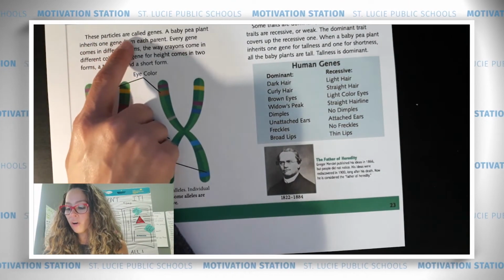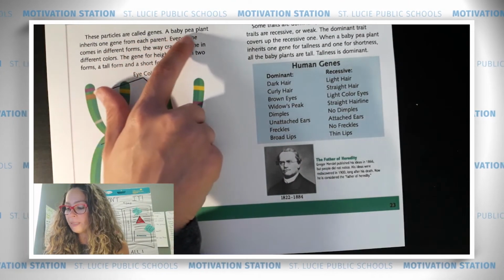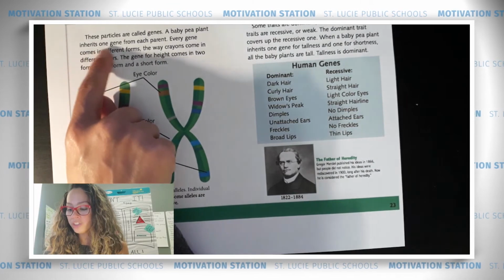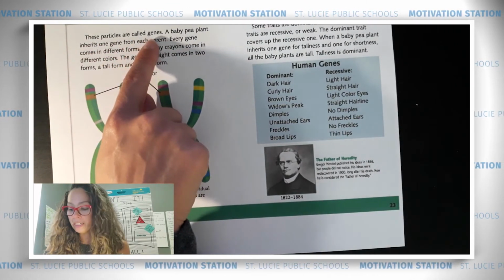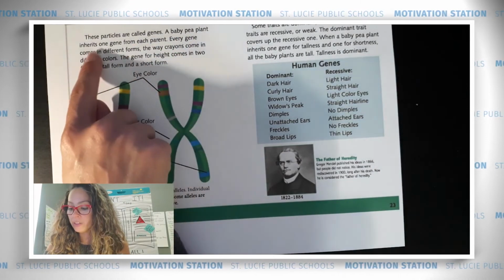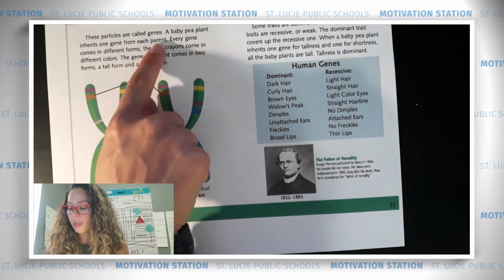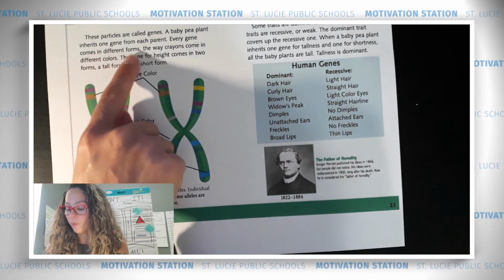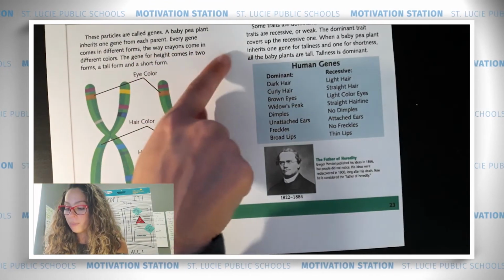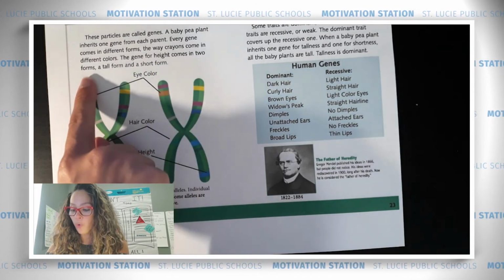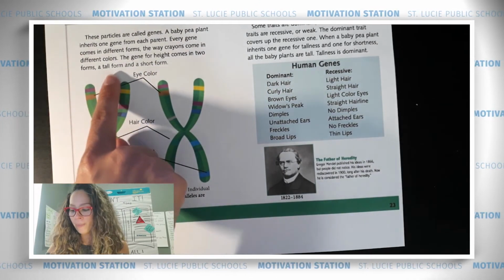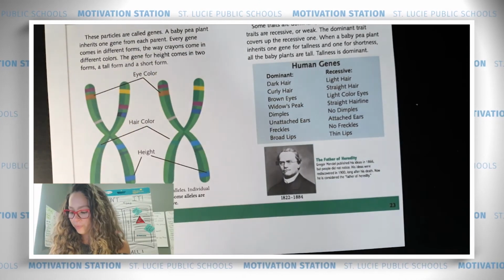These particles are called genes. A baby pea plant inherits 1 gene from each parent. Every gene comes in different forms, the way crayons come in different colors. The gene for height comes in 2 forms, a tall form and a short form.